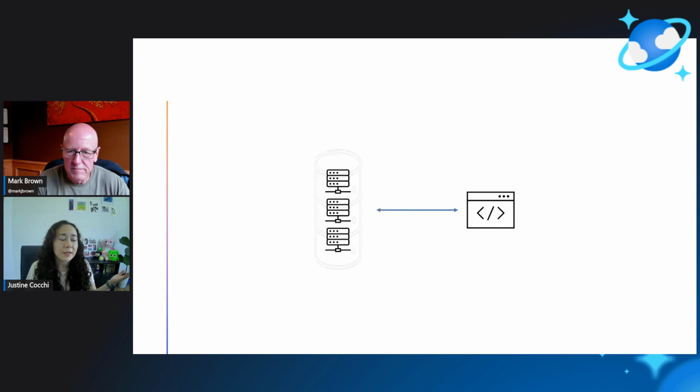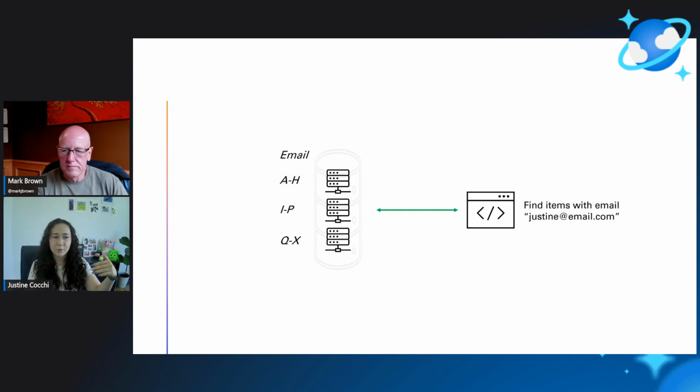Now, if you have a container, let's say we're storing user information and we have it partitioned by email. Each physical partition is responsible for a range of values. If I want to find items with the email justine@email.com, my application knows exactly where to route this. We have very distinct ranges and I can go to the specific physical partition. It's an efficient lookup.